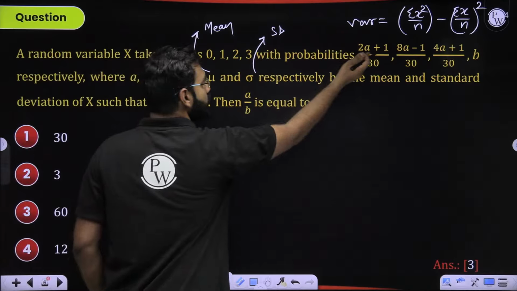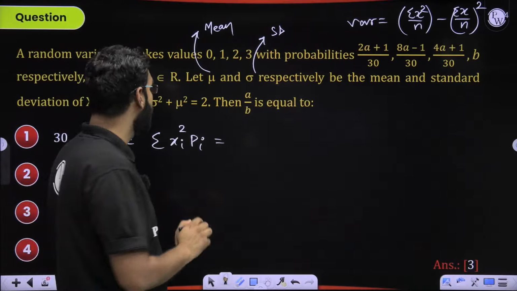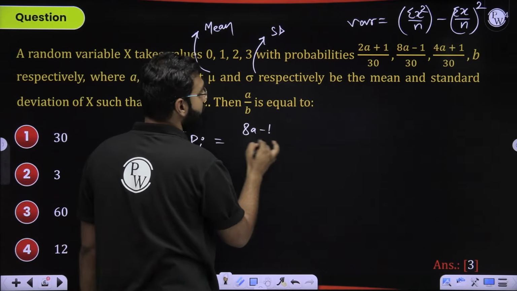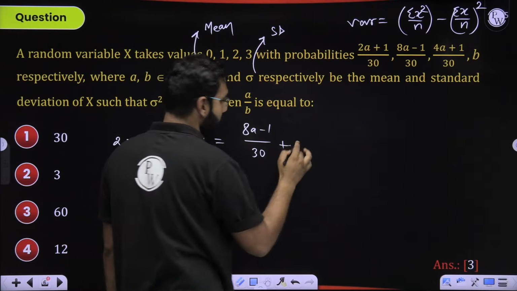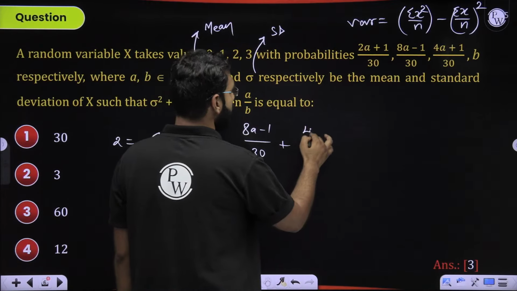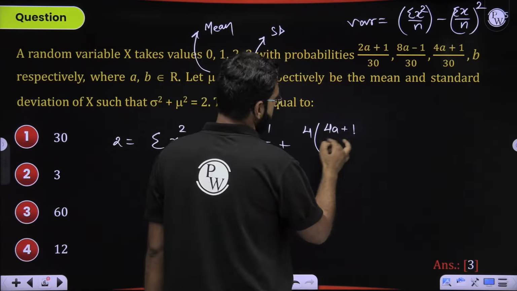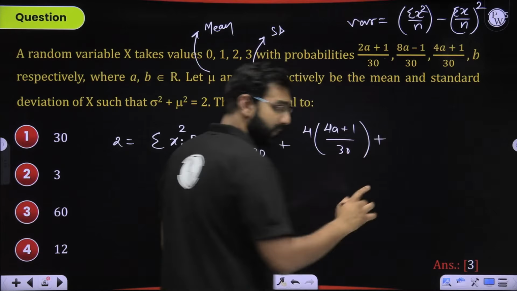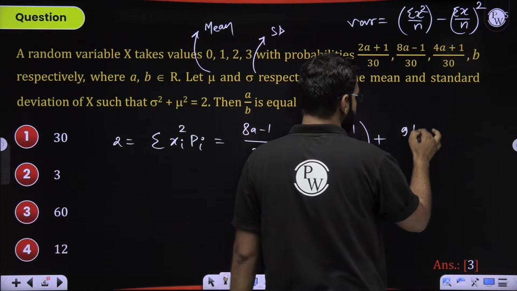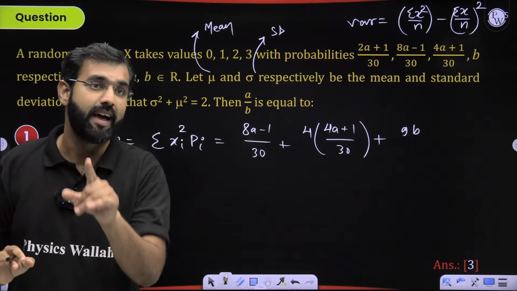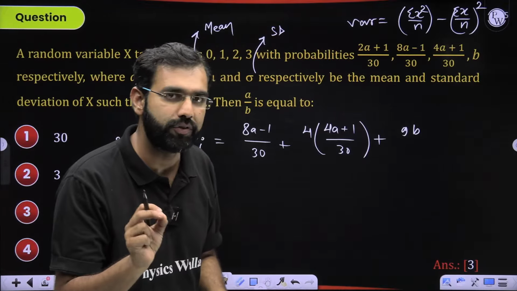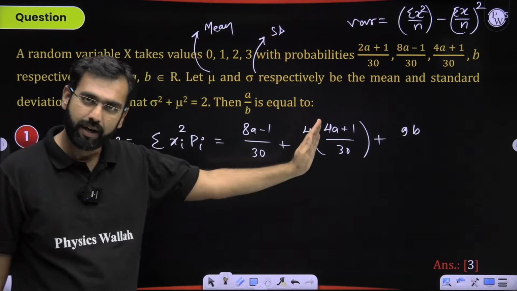0 square into this, so 0 square into anything will be 0, plus 1 square into this, which is 8a minus 1 by 30, plus next 2 square into this. So 2 square is 4, so 4 into 4a plus 1 by 30, plus the next term which is 3 square, that is 9, into this, which is b. Everybody got that? Did you understand this? How did I take this 2 as this, or shall I re-explain this part? Everybody give me a quick response in the comment box. Everybody understood that? I hope you all did.